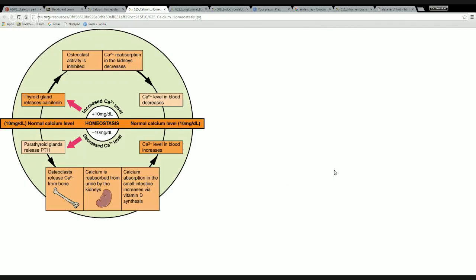If your calcium levels go down, then the parathyroid glands sense that change, and they release their hormone called PTH. Now, PTH stands for parathyroid hormone, but please just refer to it by its initials, PTH. It's going to keep you from misspelling a word, and I see that a lot.